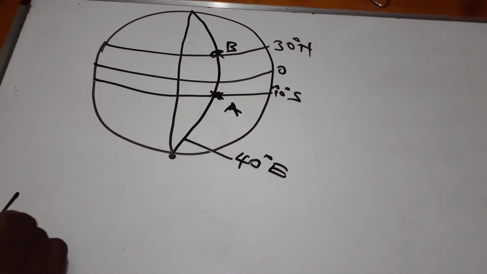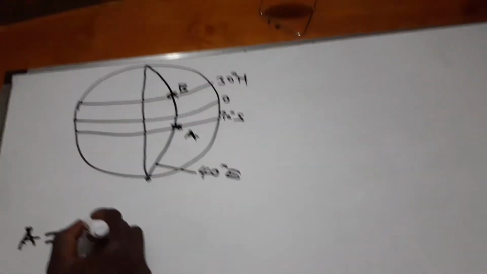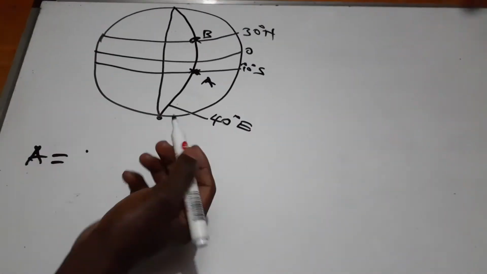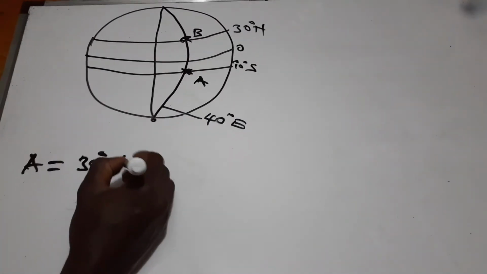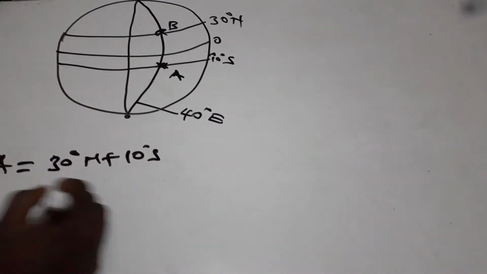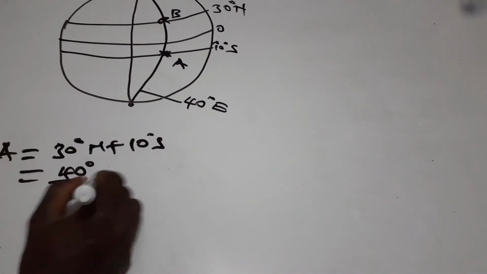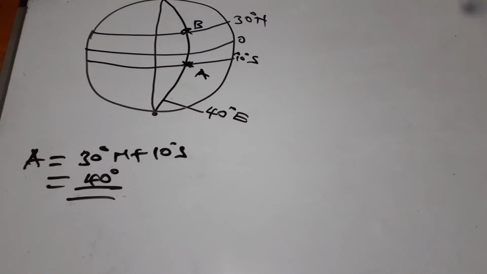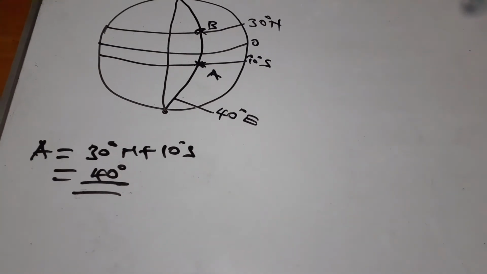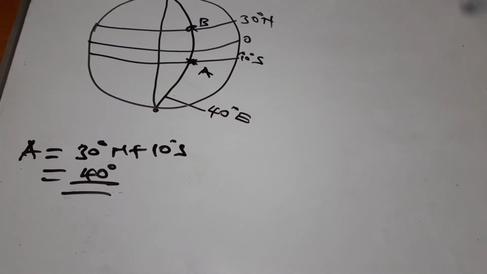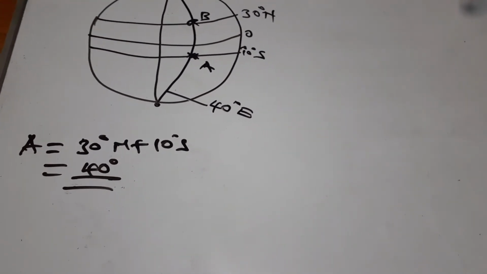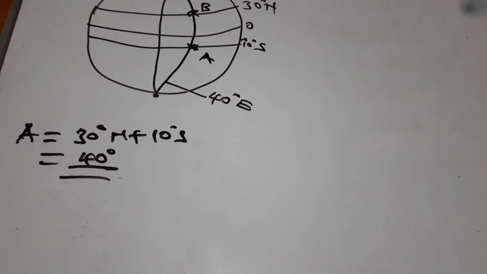So the angle difference is going to be given by 30 degrees north plus 10 degrees south. This is going to give us 40 degrees. We're done with the first part, adding the angles because one is on the northern and the other one is from the southern.